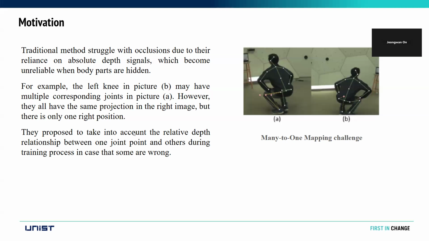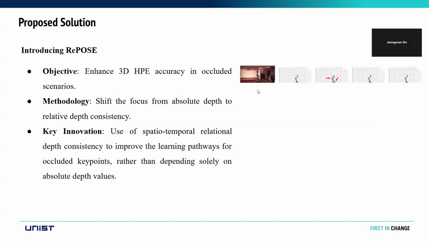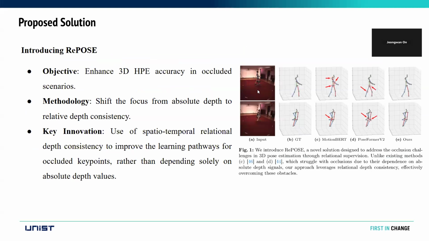So the method is proposed to take into account the relative depth relation between one key point and the other key points during training, for the noisy 2D input, like the occluded scenario. As the goal is to improve the performance in the occluded key point scenario, they move the focus from absolute depth to relational depth consistency, by providing two innovative depth consistency methods to provide a learning pathway for occluded key points rather than focusing on the absolute depth values.